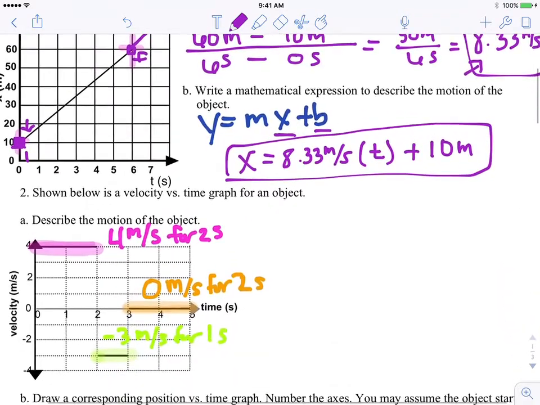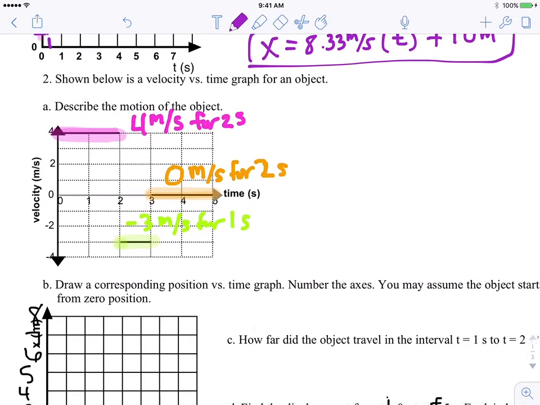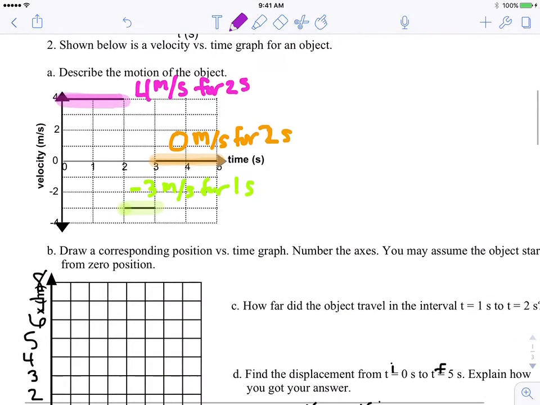Okay. Number 2. Shown below is a velocity time graph for an object. Describe the motion of the object. So I already wrote out the values of the velocity and for how long it's going for each part of this graph.